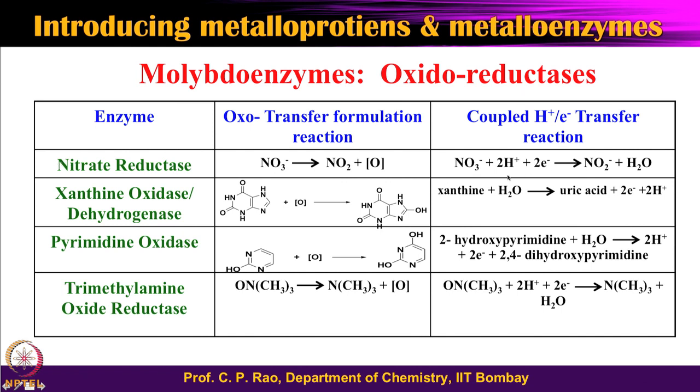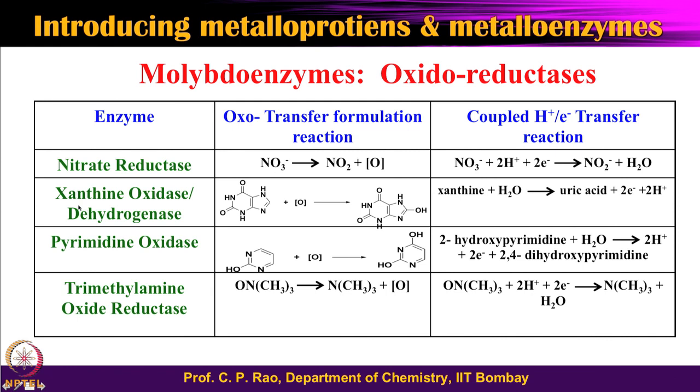So, this reaction is NO3 minus plus 2H plus plus 2 electrons giving NO2 minus plus water. So, basically pulling out one of the oxygens to give water. In the process, you consume 2 electrons and 2 protons.